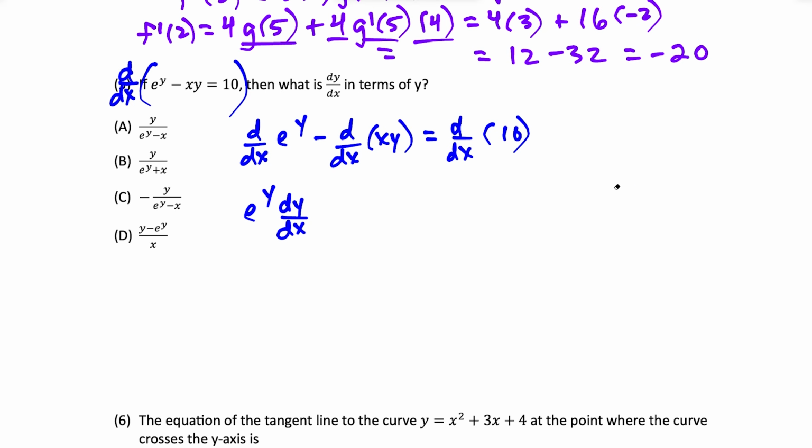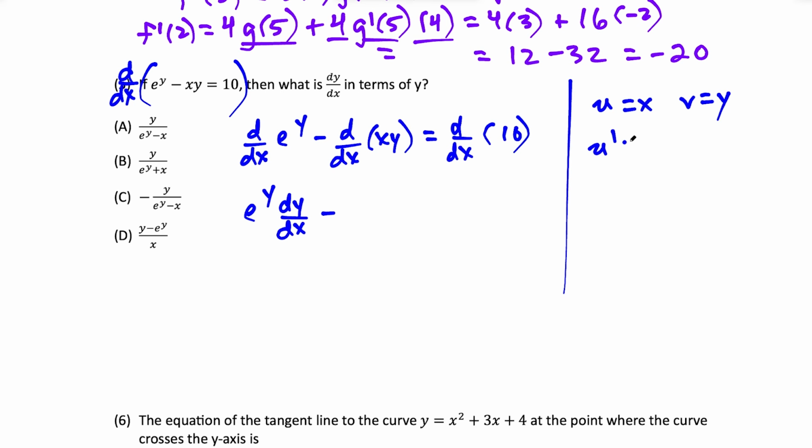So now we'll close this out. And for the next part, this is where things get a little bit tricky. So we're subtracting the derivative with respect to x of xy. So for this part, we're going to be using the product rule. So we could define, let's say, our u term to be equal to x and our v term to be equal to y.